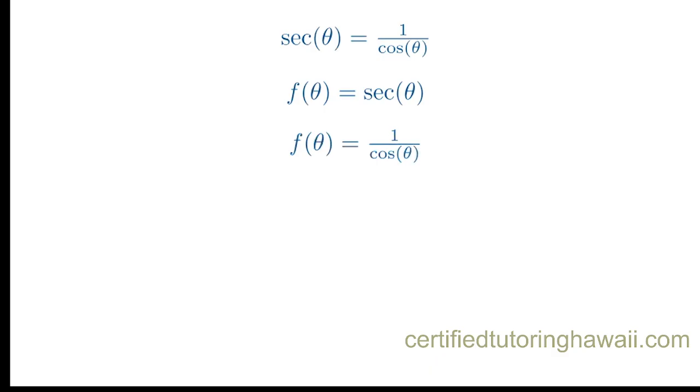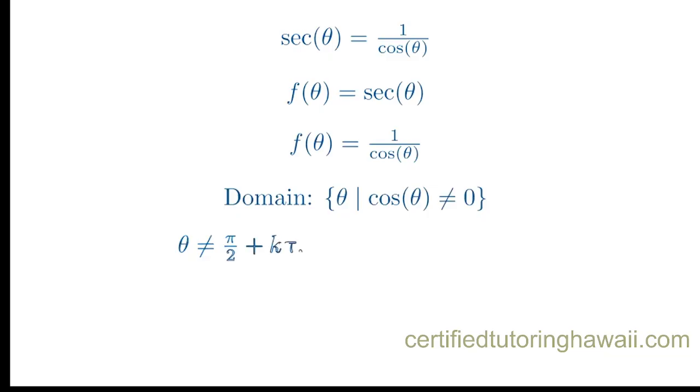Now, whenever we have a fraction, we have to be careful about division by 0. For secant theta to be defined, the denominator cosine theta cannot be 0. Therefore, the domain of the secant function is all real numbers except for the values of theta where cosine theta equals 0. These values occur at pi over 2, 3 pi over 2, 5 pi over 2, and so on. In general, we can write this as theta cannot be equal to pi over 2 plus k times pi, where k is any integer. These values create vertical asymptotes in the graph.